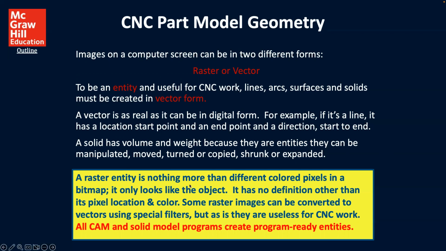A raster entity is nothing more than different colored pixels in a bitmap. It only looks like the object. It has no definition other than its pixels, location, and colors. Some raster images can be converted to vectors using special filters, but as they are useless for CNC work, that's something you can be thinking about. All CAM and solid model programs create program-ready entities.